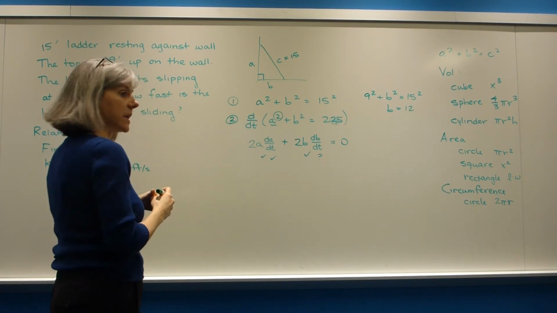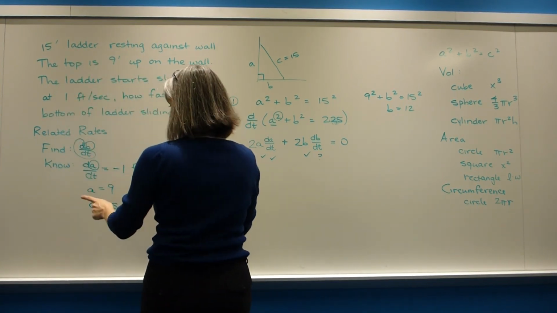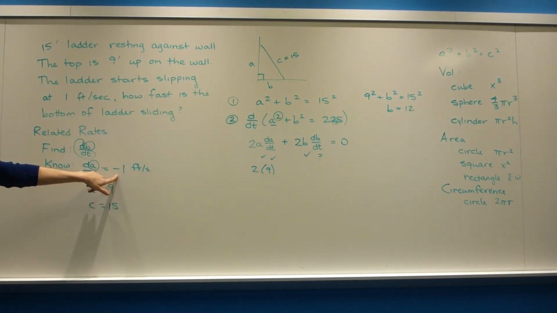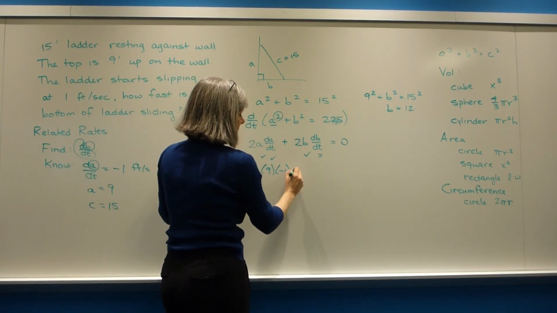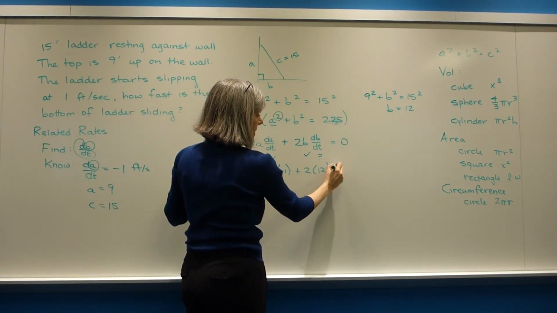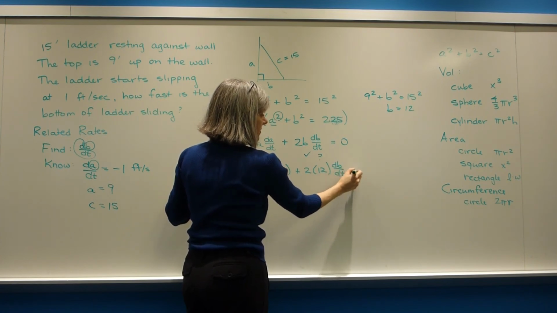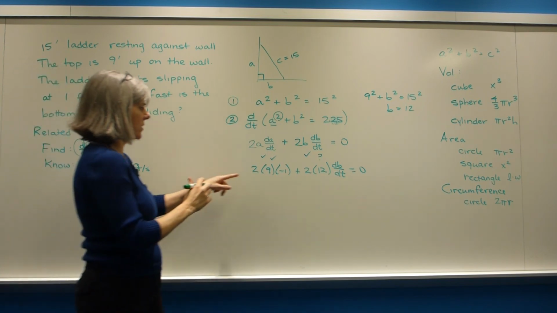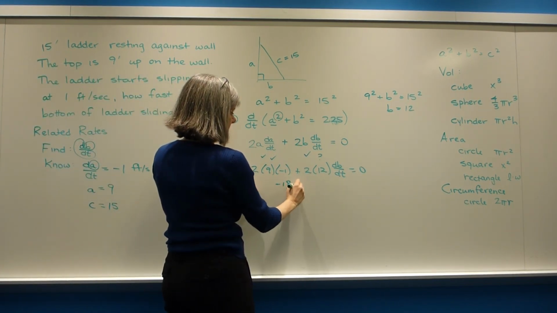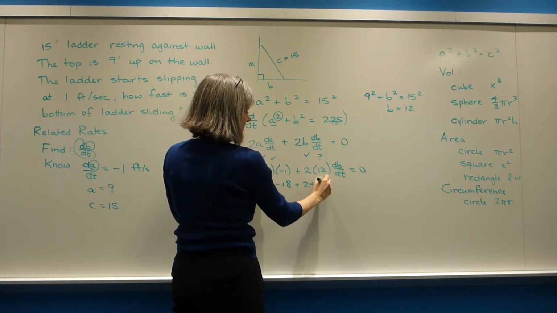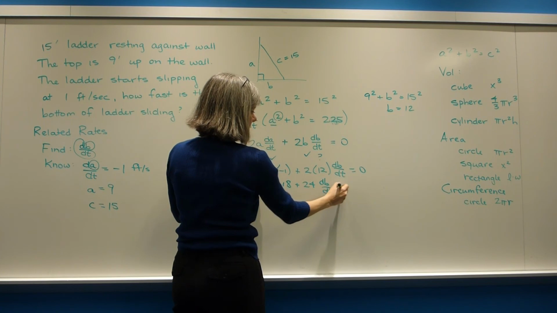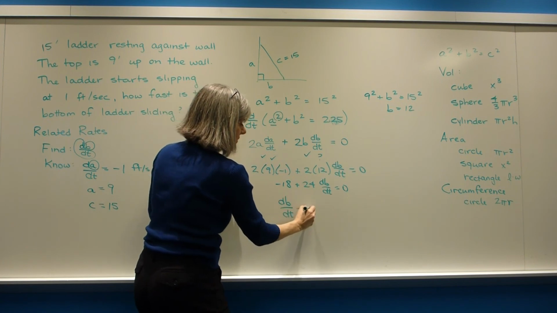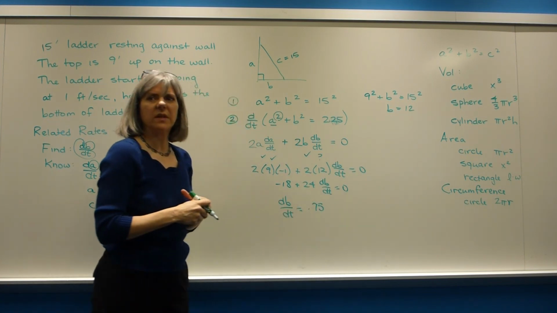All right, so let's start plugging in. 2 times A, which is 9, times dA/dt, which is -1, plus 2 times B, which is 12, times dB/dt. So can I solve for dB/dt? Yeah, so -18 plus 24. So altogether dB/dt is going to be 18 on the other side, divided by 24, so 0.75.